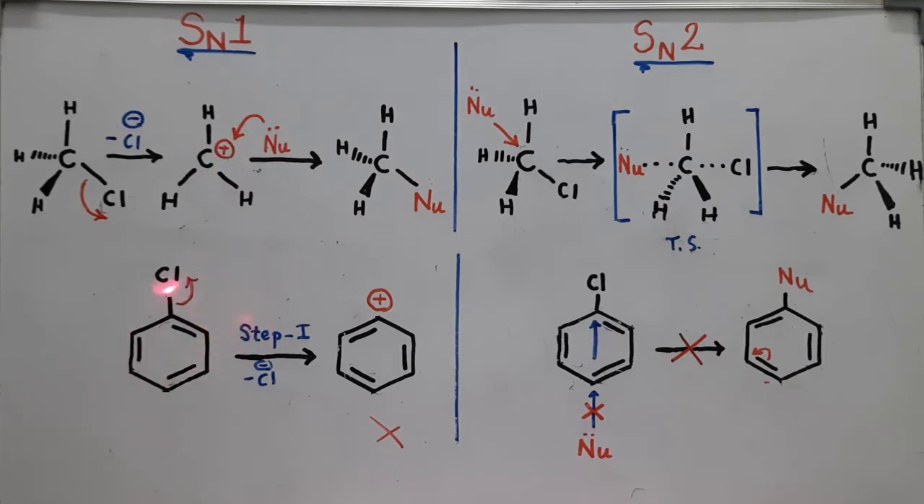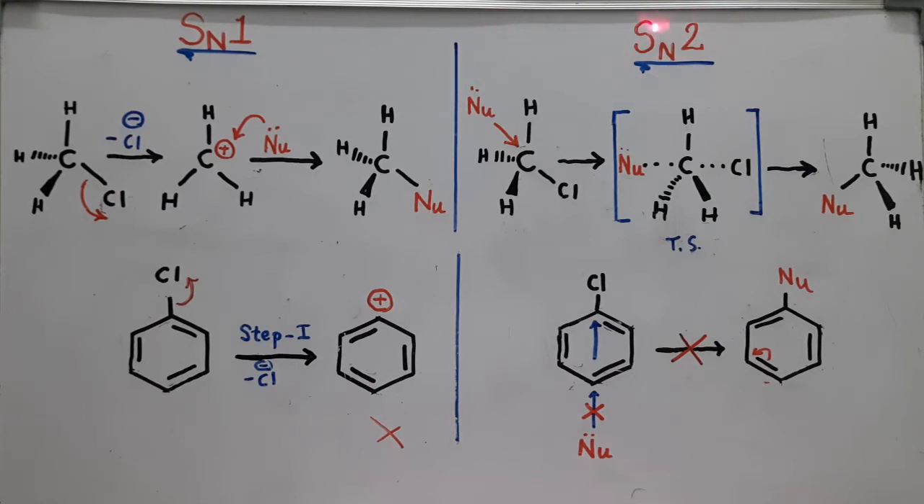Now in chlorobenzene, if we want to follow the SN1 mechanism, then chlorine must be removed as a negatively charged ion and a positive charge must go on the aryl ring. That is not favorable as the aryl ring is nucleophilic due to the presence of the pi cloud. So the SN1 mechanism is not preferable in chlorobenzene.